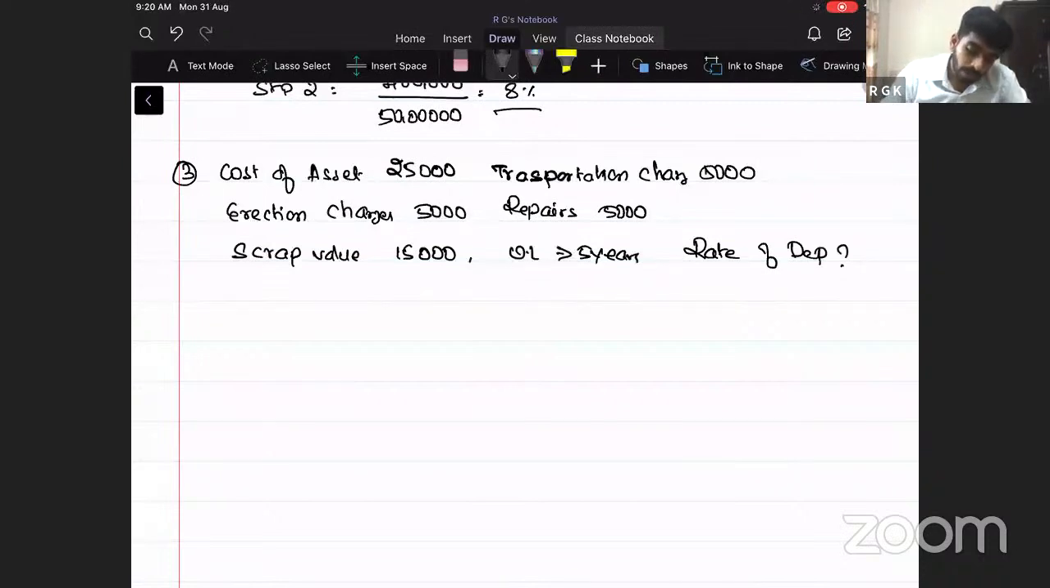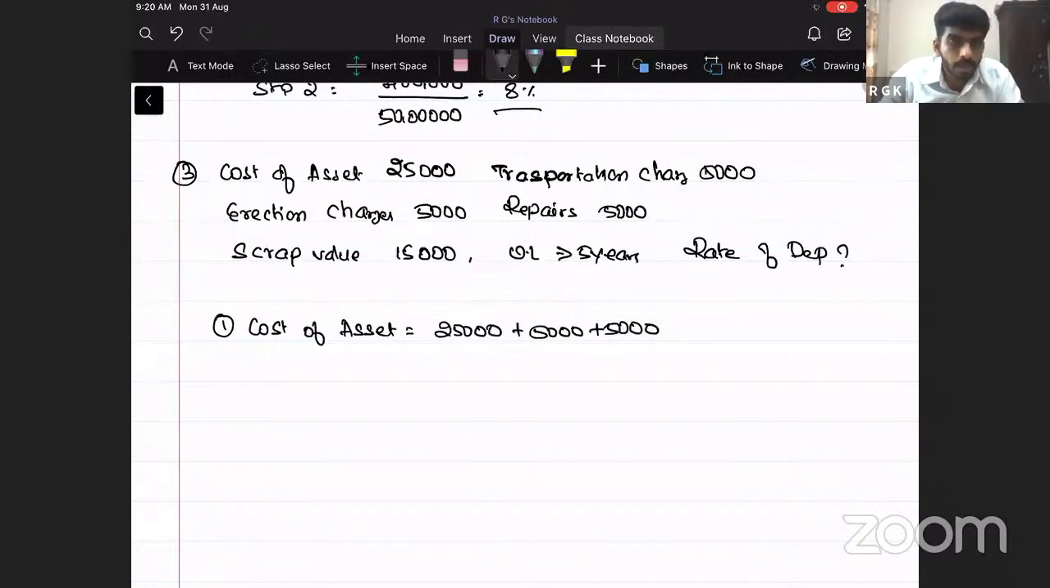Okay, let us do this. We know all the costs that have been incurred for bringing the asset into present location and condition will be added to the cost of asset. So step 1: cost of asset is equal to 25,000 plus 5,000 plus 5,000. Are you going to consider repairs? Repairs will not be considered. Reason: repairs are not connected to bringing the asset into present location and condition the first time. So your cost of the asset is 35,000.